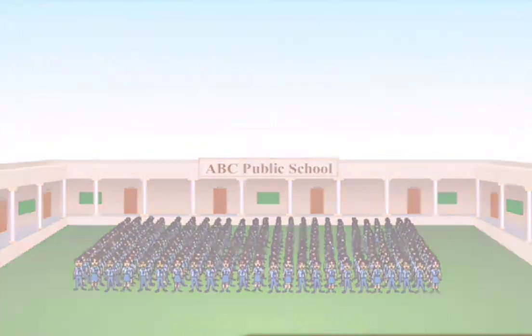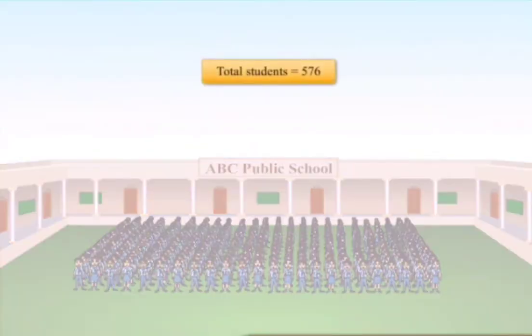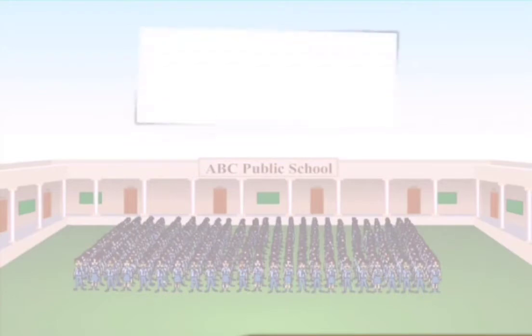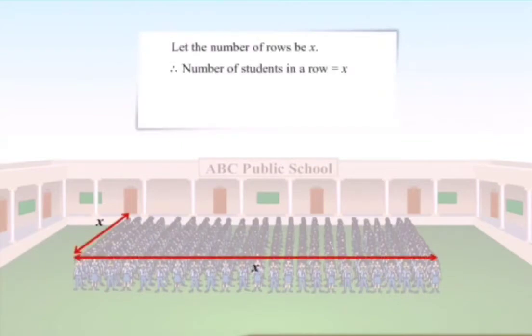In ABC Public School, there are 576 students lined up in such a manner that the number of rows is equal to the number of students in a row. How many students are standing in a row? If you assume the number of rows to be x, the number of students in a row is also equal to x. Therefore, x multiplied by x is equal to 576.